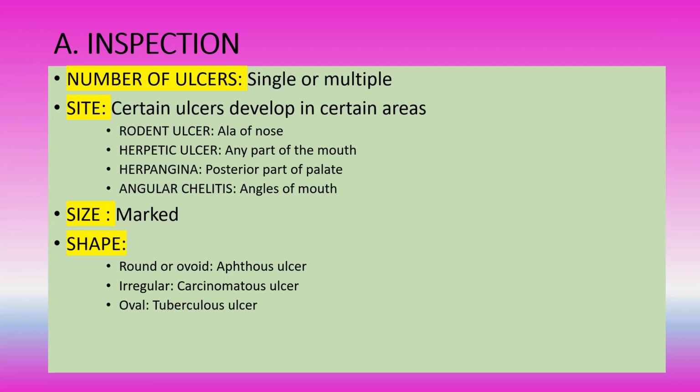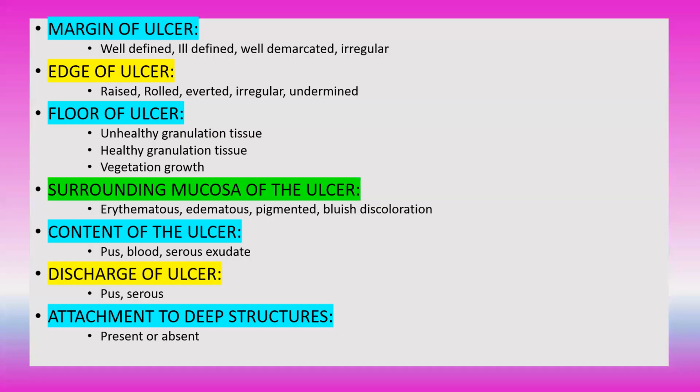Coming to the shape, most of the ulcers can be round or ovoid in shape. Examples can be recurrent aphthous ulcers. Irregular ulcers can be seen, for example, carcinomatous ulcers. Oval ulcers are most commonly tuberculous ulcers.